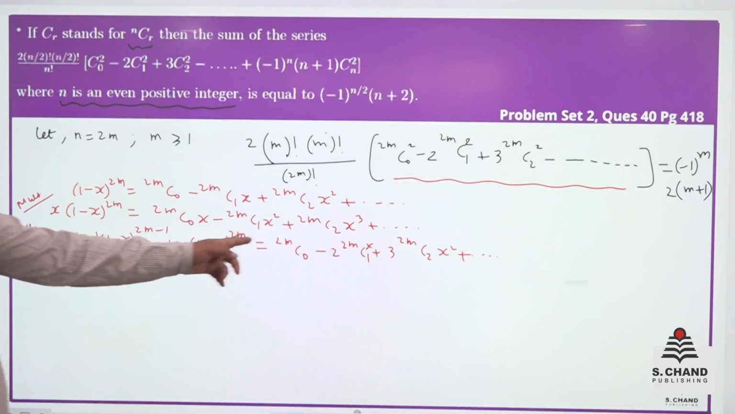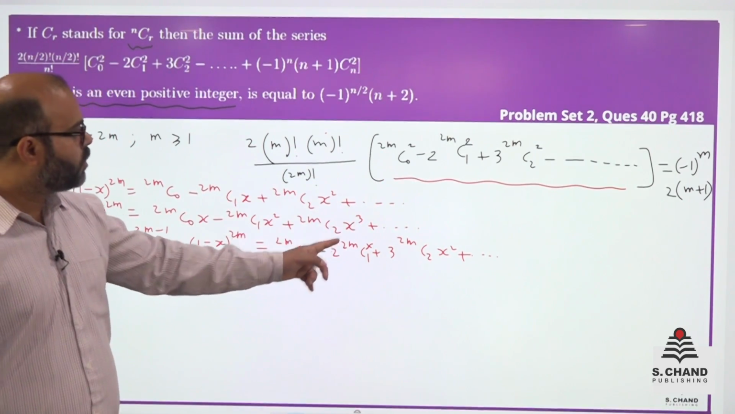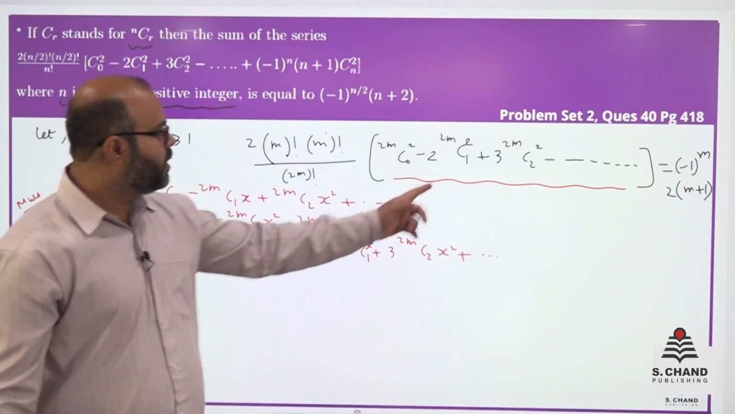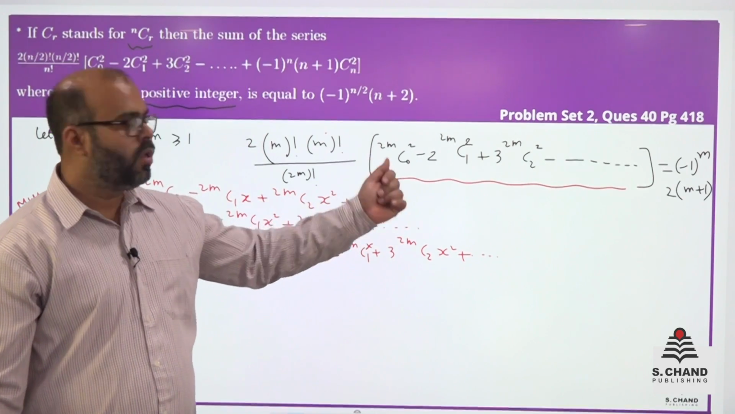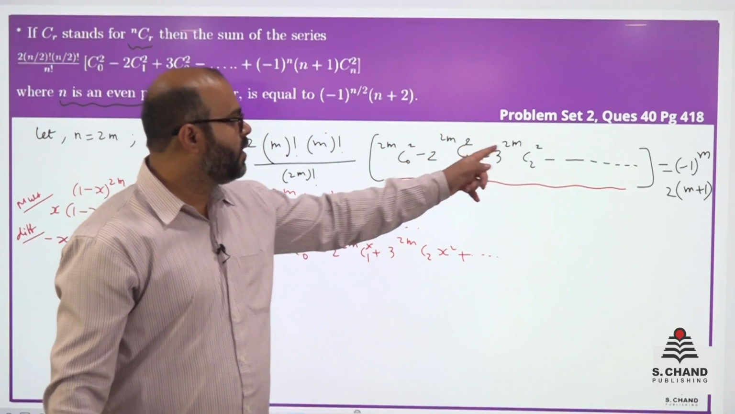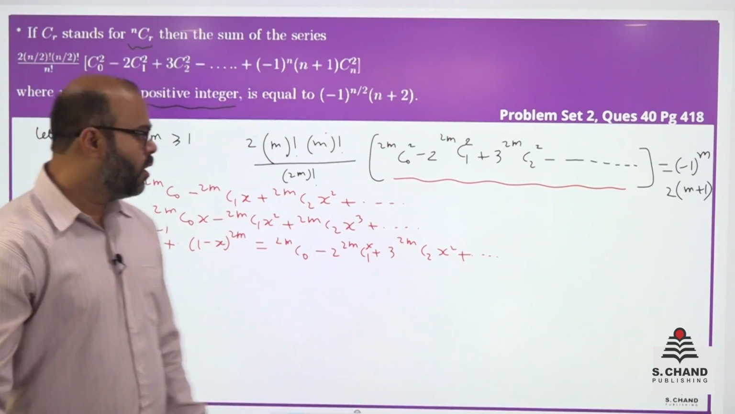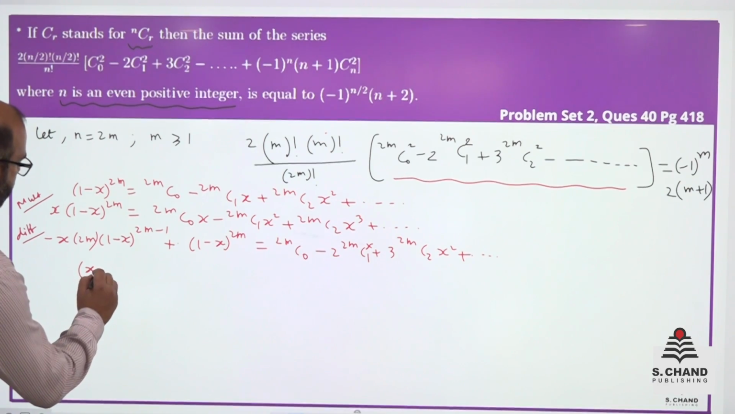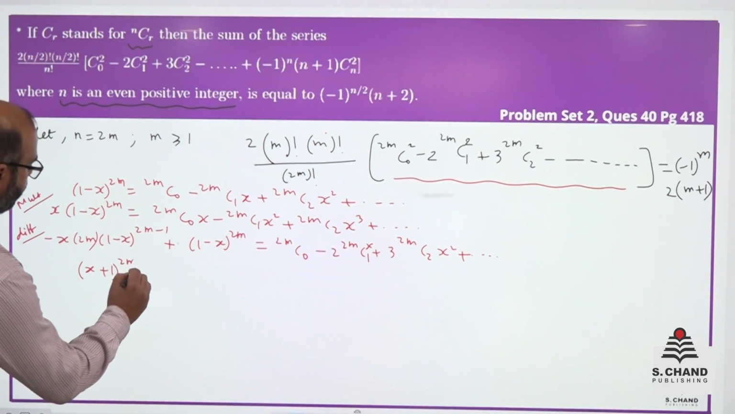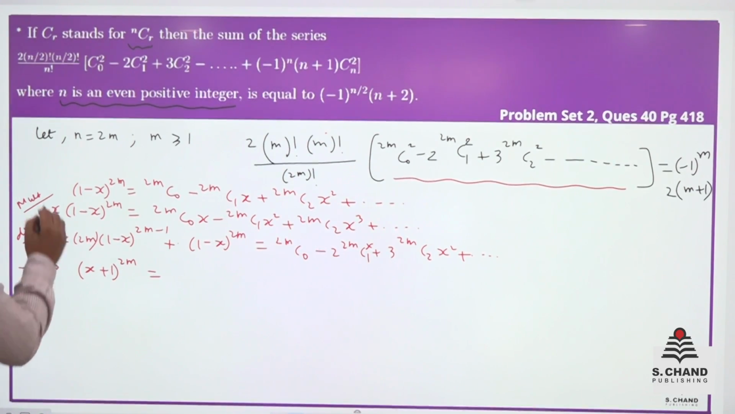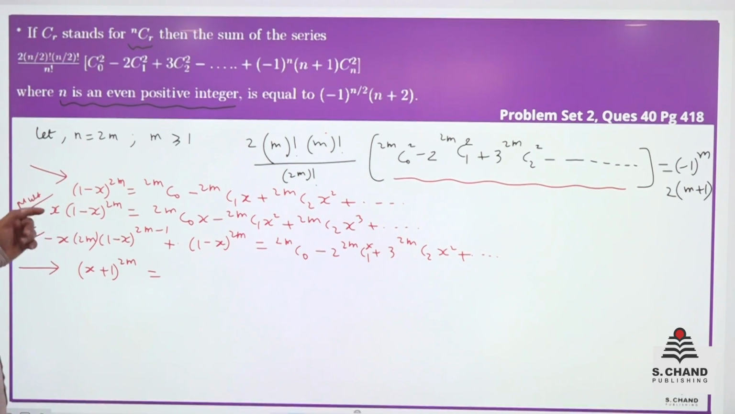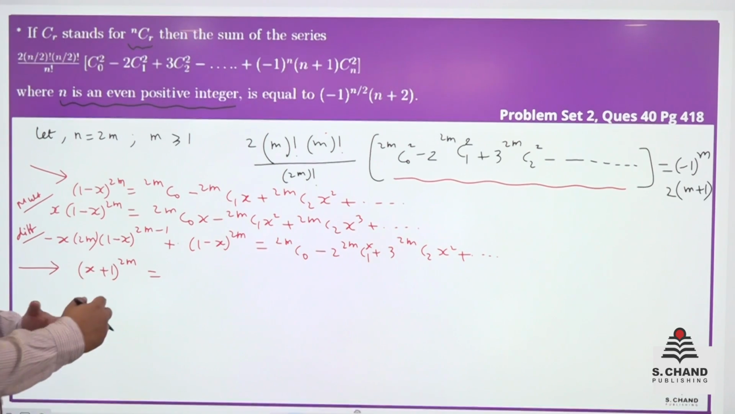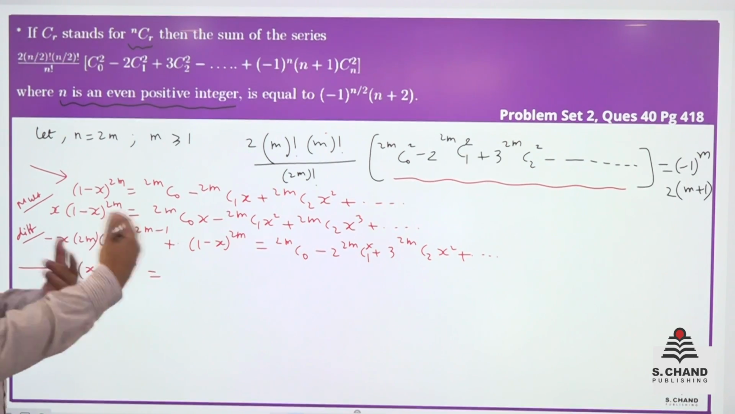Now you see, you are getting 2m c0 minus 2 into 2m c1 plus 3 into 2m c2, but here c0 square, c1 square, c2 square is there. So one more thing you have to do. Let us take the expansion of x plus 1 to the power 2m. This is another expansion. We took this expansion, we multiplied with x, then we differentiated it. Now let us take one more expansion of, instead of 1 plus x, x plus 1.